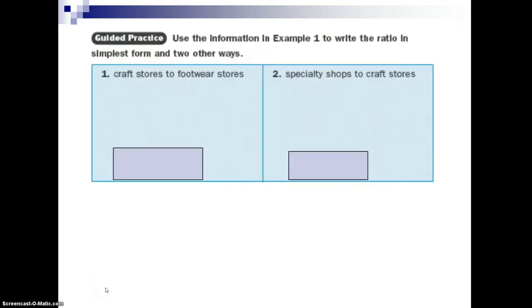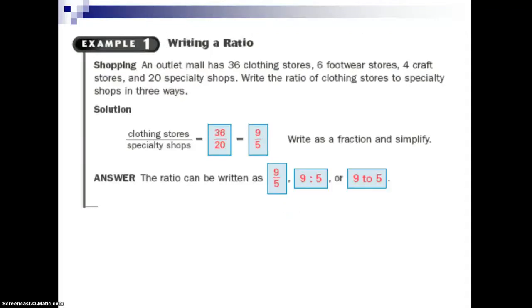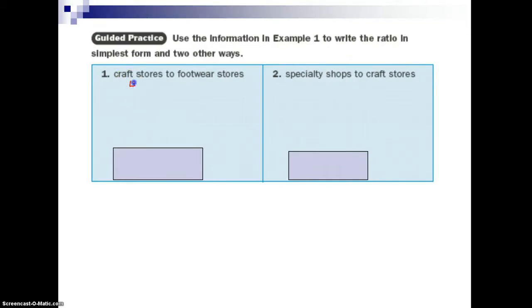Use the information in example 1 to write the ratio in simplest form and 2 other ways. Pause the video and try 1 and 2 by yourself. Remember to simplify. Craft stores had 4 stores, footwear had 6. So we have 4 to 6. We can simplify that to 2/3. 2 to 3. The second way to write it is the word "to". And the third way to write it is with the colon. There's my answer.